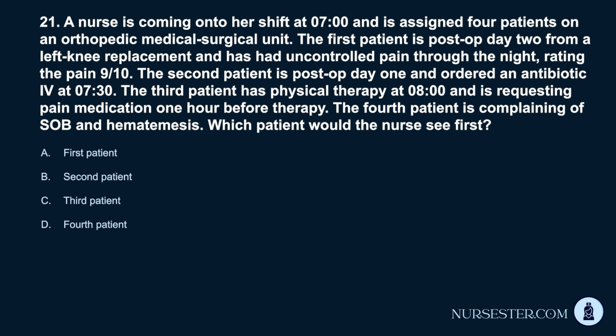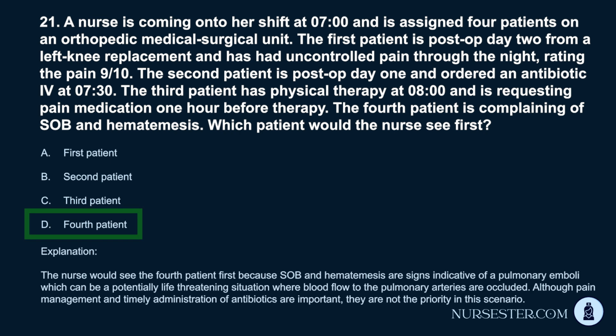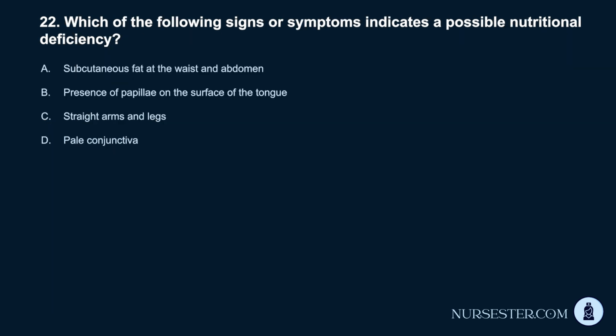A. First patient. B. Second patient. C. Third patient. D. Fourth patient. Correct answer, D. Fourth patient. The nurse would see the fourth patient first because SOB and hematemesis are signs indicative of a pulmonary emboli, which can be a potentially life-threatening situation where blood flow to the pulmonary arteries is occluded. Although pain management and timely administration of antibiotics are important, they are not the priority in this scenario.